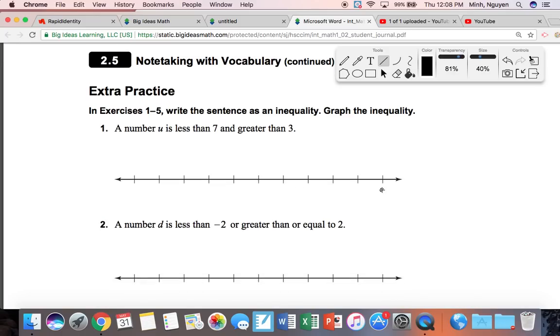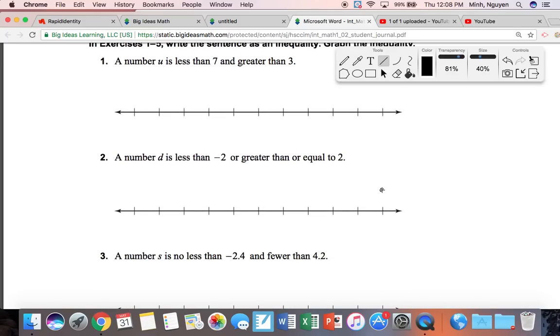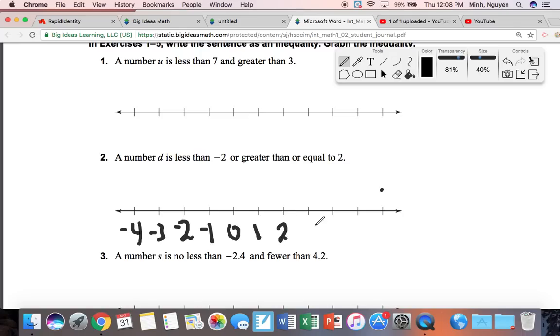We can go ahead and move on. A number d is less than -2, so we know -2 is going to be in here, -2, -3, or greater than or equal to 2. So that's definitely going to have a filled circle. So let's do that first. Greater than or equal to 2.